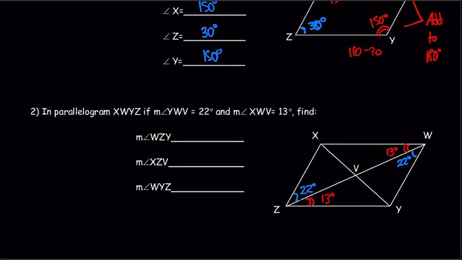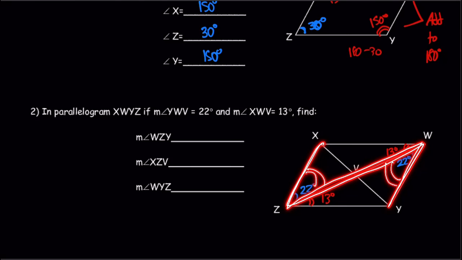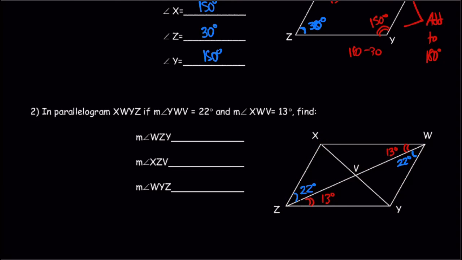You see how that kind of works? It's important. You kind of think of it as a Z. Here's your Z, so these angles are going to be equal. All right, and then the other one's kind of doing a Z this way. And then these are going to be equal. Well, those two are easy to find, so let's put those in. WZY is 13 degrees. And XZV is 22 degrees.